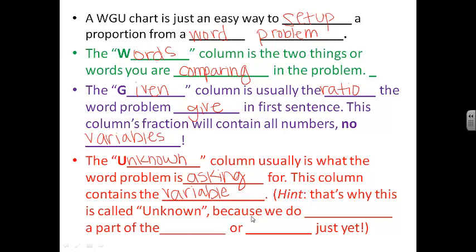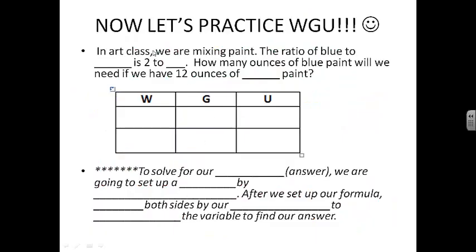Okay, hint. We're talking about the unknown column. That is why it's called the unknown, because we do not know a part of the ratio or fraction yet. Okay, guys, like I said, I know you're probably like, what? But we'll do some examples, and then you can come back and read this again, and then it'll make a little bit more sense. Okay, now let's practice WGU.